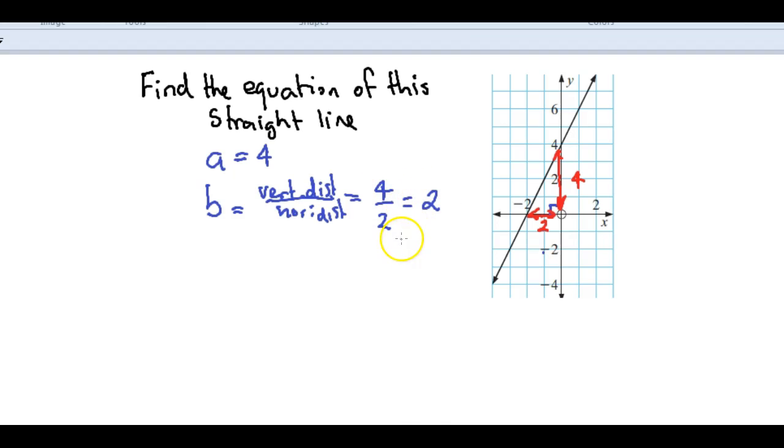If it ends up being a fraction, we should leave it as an improper simplified fraction rather than use decimals. So the general rule for a straight line, the intercept slope form, is y equals a plus bx. Therefore the equation of this straight line is y equals 4 plus 2x.